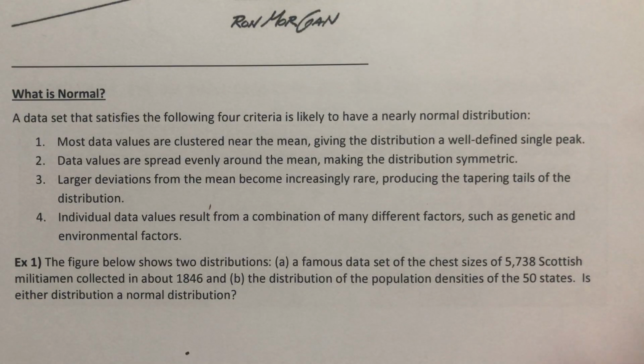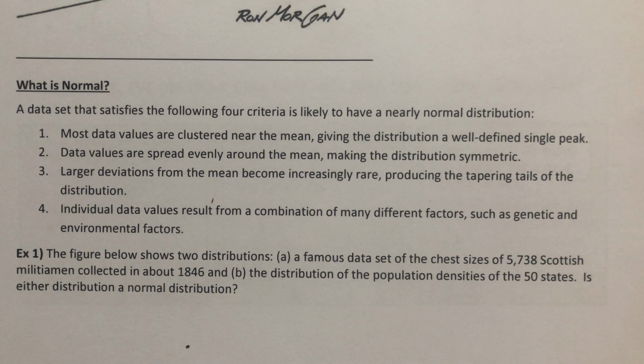All right, so what satisfies as a normal curve? So the majority of the data values are clustered near the mean. That's what gives it a very well-defined single peak. Okay, the data values are spread evenly around the mean. That gives us that it's symmetric. And large deviations from the mean become increasingly rare. Okay, the further you get from the mean, the less likely something is going to happen.